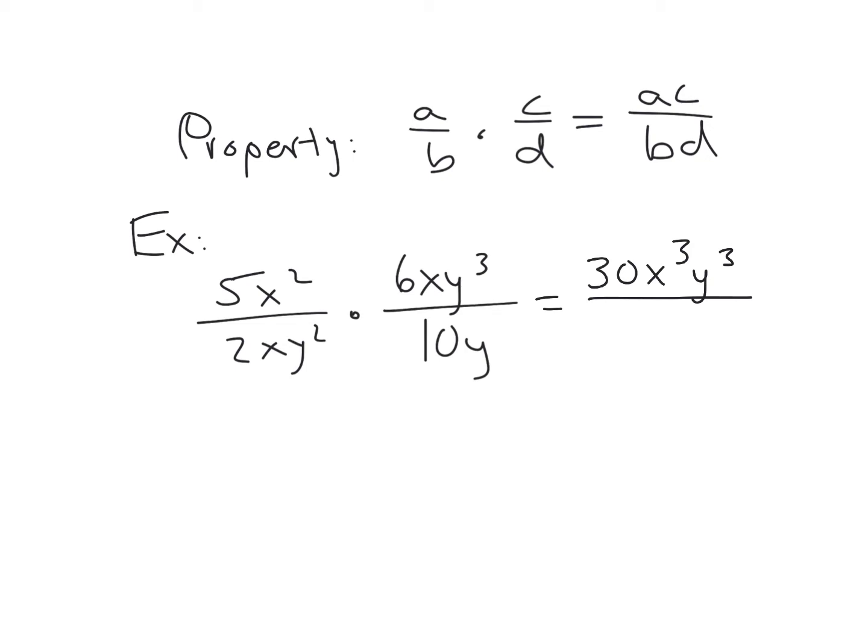Now let's go to the denominator. 2 times 10, that's going to be 20. X doesn't have anything, but y squared does, so y squared times y is y cubed. Remember, when you're multiplying variables together, you're adding those exponents.